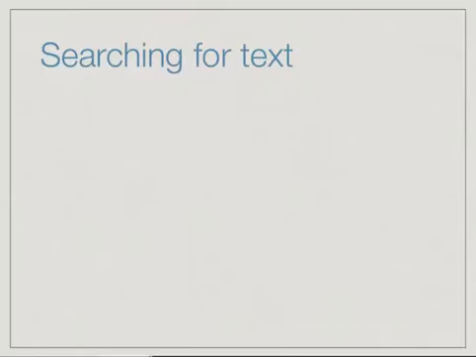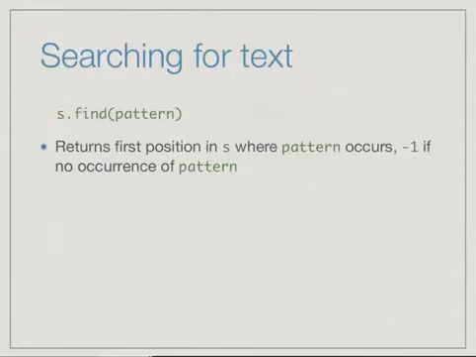So the next thing that maybe I want to do is to look for text in a string. So there is a basic command called find. So if s is a string and pattern is another string that I'm looking for in s, then s dot find pattern will return the first position in s at which pattern occurs. The position will obviously be between 0 and the length of s minus 1. We already wrote our own implementations of this earlier, right? And if it doesn't occur, it will give you minus 1.